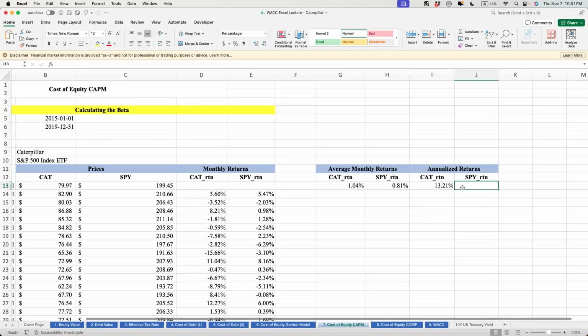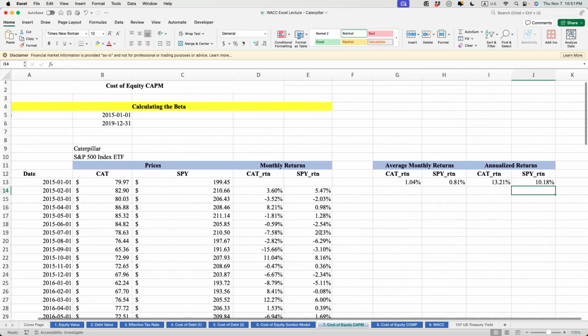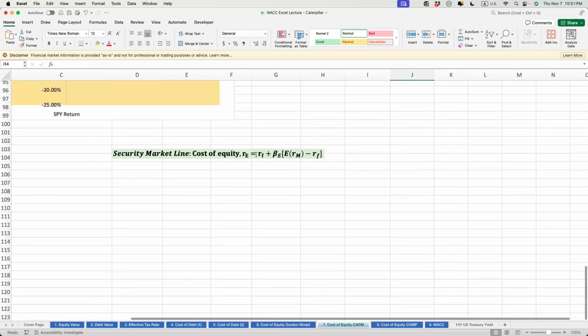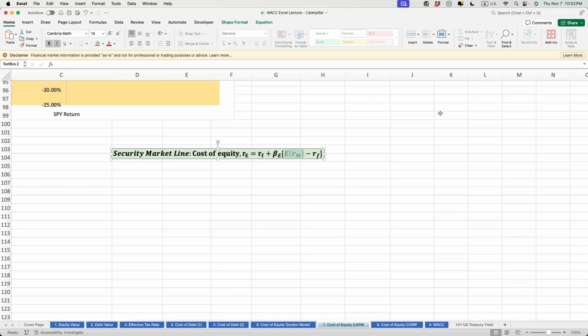Then how about the market portfolio? Same idea here. We're going to use 1 plus the average monthly return to the power of 12, minus 1. So the average return for the market is about 10%. Okay, so now if you quickly take a look at what we have here, the risk-free return, we have it because it's the 10-year treasury yield. Expected market return, we just calculated. That's your annual market return. The only thing left to be estimated will be the beta.